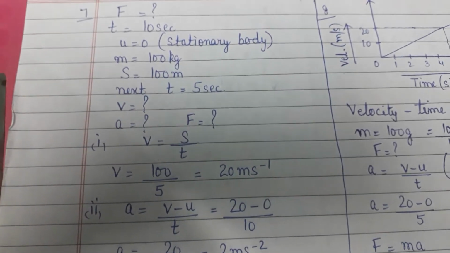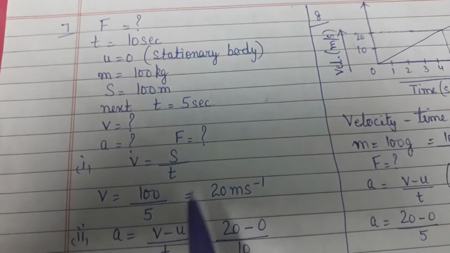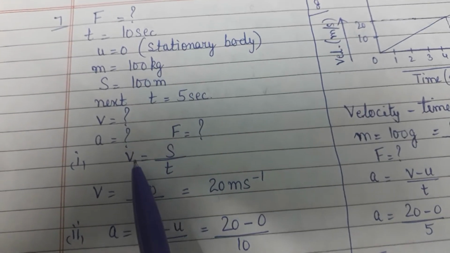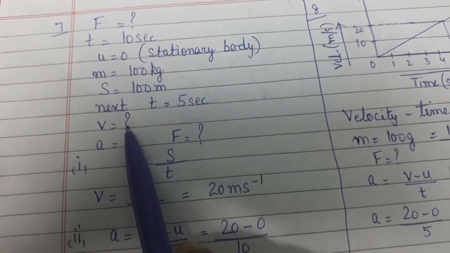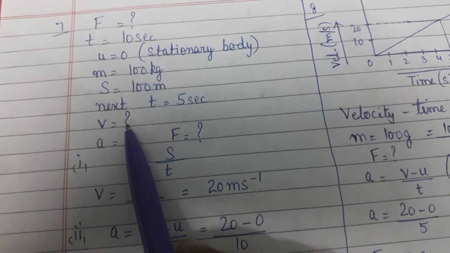Now, first of all, we are supposed to find out the value of v. In order to find out the value of v, that is the velocity, we use the formula distance upon time.